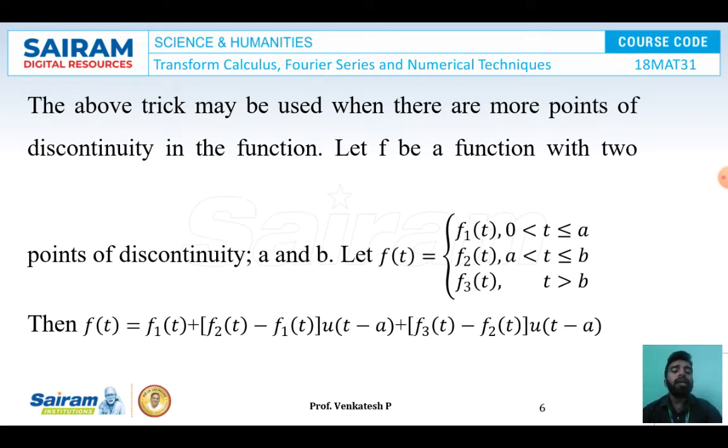Like, let f be a function with 3 points of discontinuity. Let f of t be equal to f1 of t for 0 less than t less than or equal to a, f2 of t for a less than t less than or equal to b, and f3 of t for t greater than b. In this way, f of t will be equal to f1 of t plus f2 of t minus f1 of t into u of t minus a plus f3 of t minus f2 of t into u of t minus b.